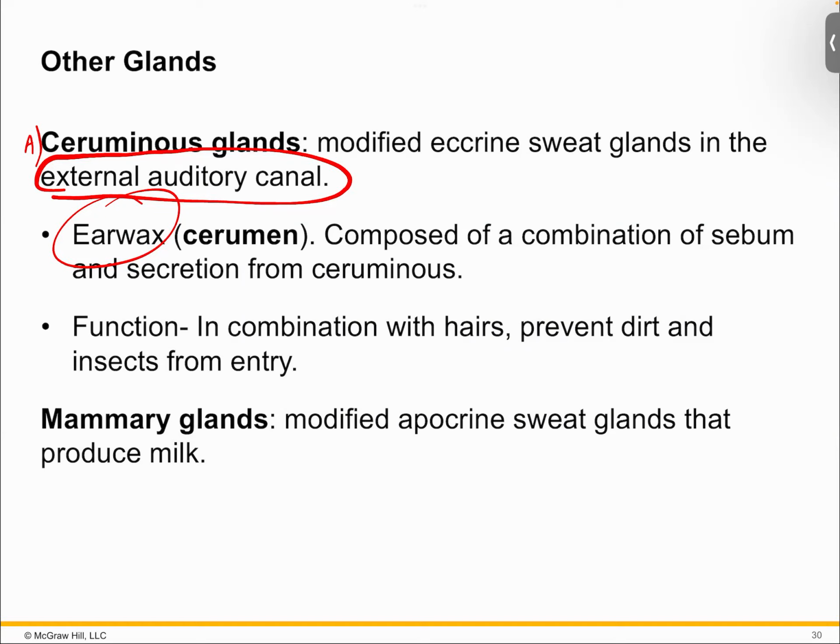And you don't want to do that in your ear, right? Because that'd be weird. And then of course, mammary glands, which are just purely for milk production. So these are modifications of the apocrine type of sweat gland. Okay, so that's where the mammary glands come from.